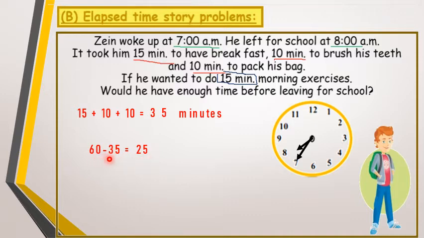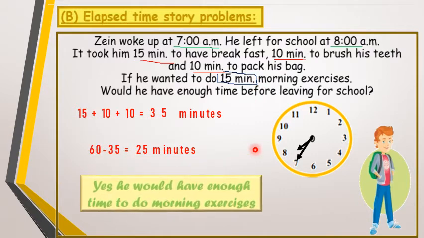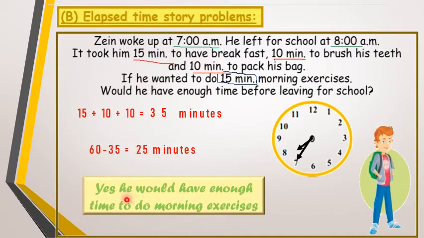So from here to here, it's 25 minutes. 60 minus 35 equals 25 minutes. So I have 25 minutes from here to here to reach 8 o'clock. He needs only 15 minutes to do morning exercise, and 25 is bigger than 15. So this means that, yes, he would have enough time to do morning exercise.